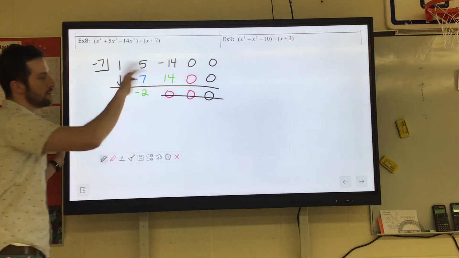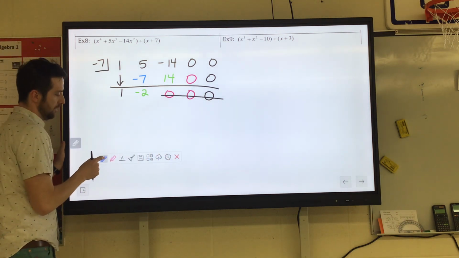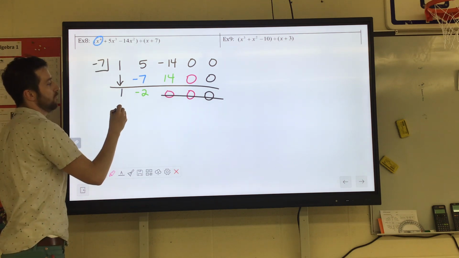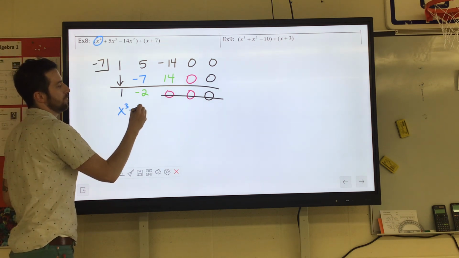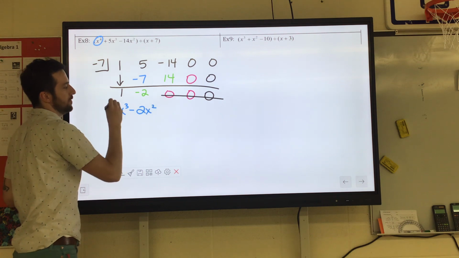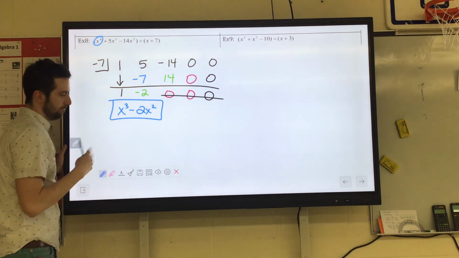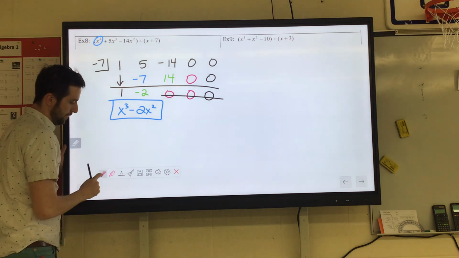So these we can ignore. Those are all remainders or unused items. So our question started with x to the fourth, so this would be 1x to the third minus 2x to the second. You could say plus 0x plus 0, but you would clean that up anyway.